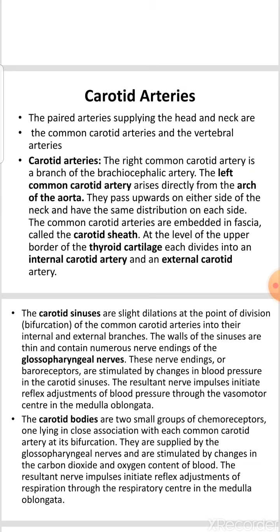At the upper border of the thyroid cartilage, which is approximately the level of C4 vertebra, the common carotid artery bifurcates into internal and external carotid branches. And at its bifurcation, we find some structures at this level. The first structure is the carotid sinus. At the termination of the common carotid artery and the beginning of the internal carotid artery, there are dilations in the wall of the artery, where the wall is much thinner and more elastic than the other parts of the artery.